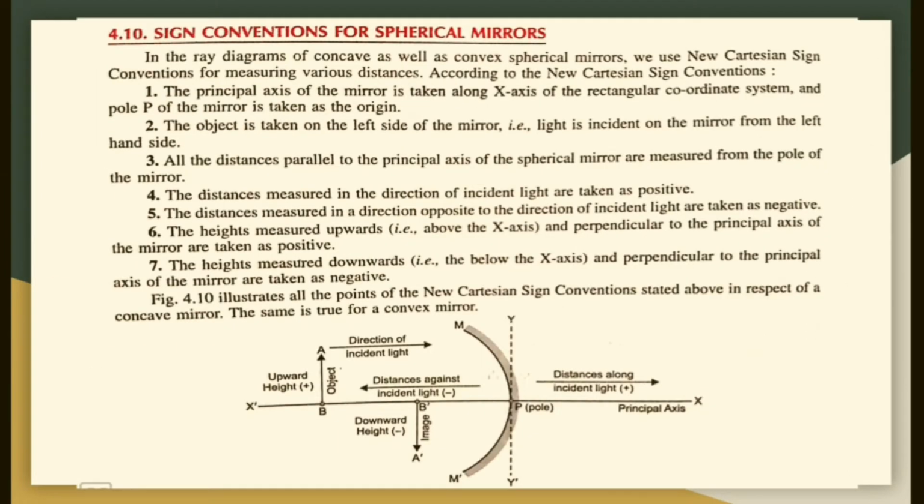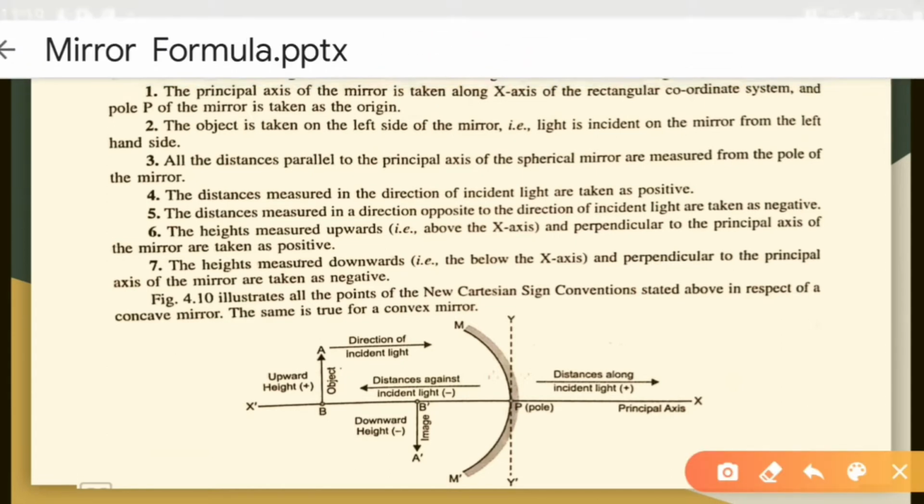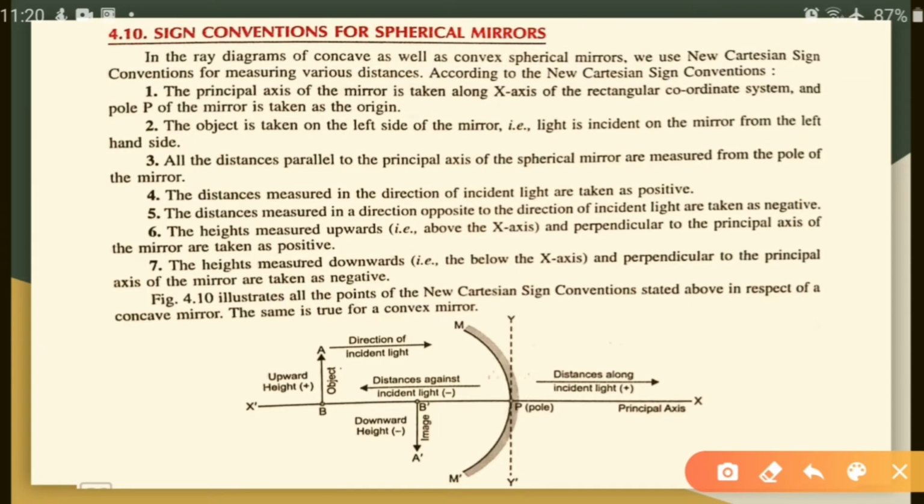Now for a concave mirror, what will be the sign of small f, that is focal length? Focal length is somewhere in front of the mirror, and you are going to measure the focal length from right to left, meaning opposite to the direction of the incident ray. That is why f will be negative.